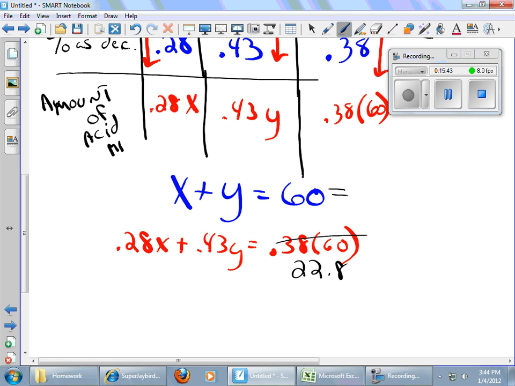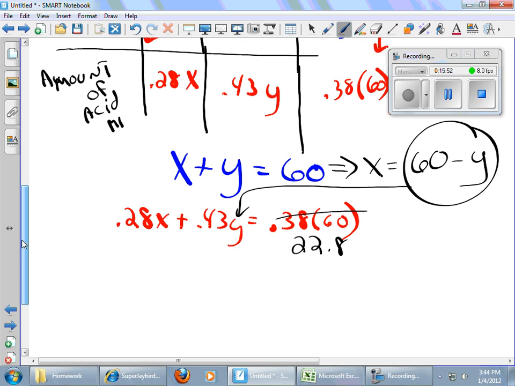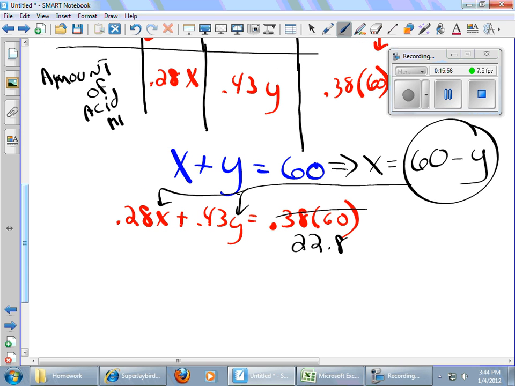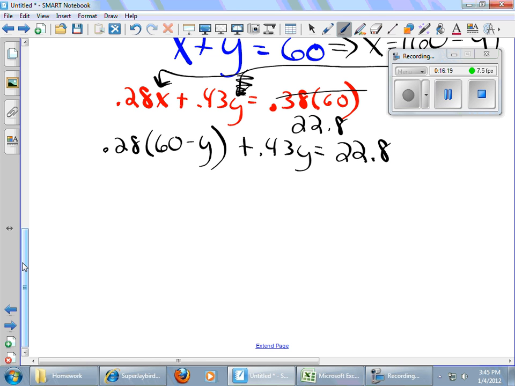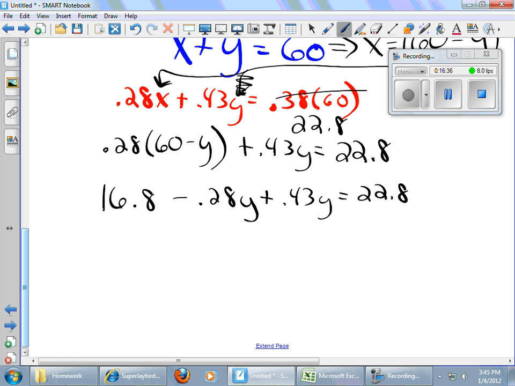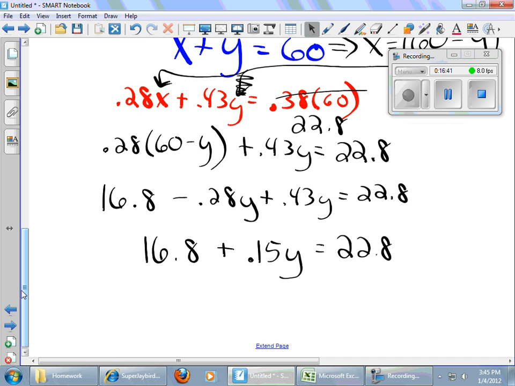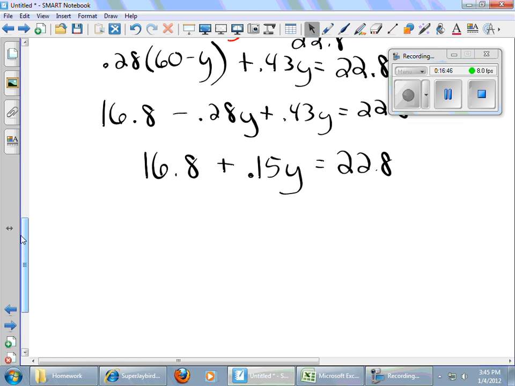Now I'm going to use substitution. It doesn't matter which one I solve for, so I'll solve for x. x is going to equal 60 minus y. I'll plug it in: 0.22 times 60 minus y, plus 0.43y, has to equal 22 and 8/10. I multiply 0.22 times 60 and get 13 and 2/10, minus 0.22y plus 0.43y equals 22 and 8/10. I simplify by combining the like terms, and now it's just a two-step equation.